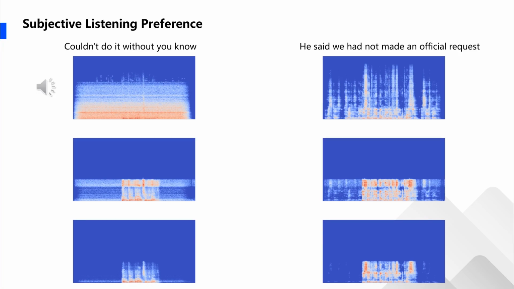Couldn't do it without you. Couldn't do it without you, you know. A wrist clasp is a mechanism made of metal. He said we had not made an official request.